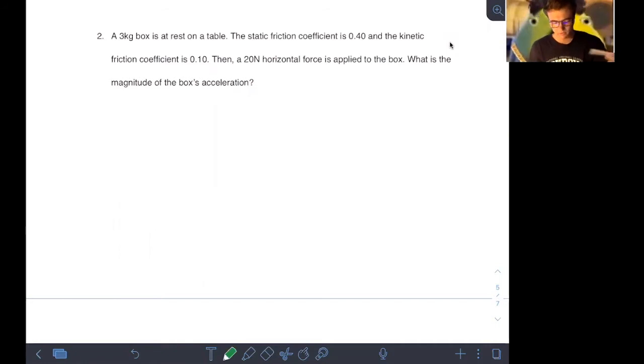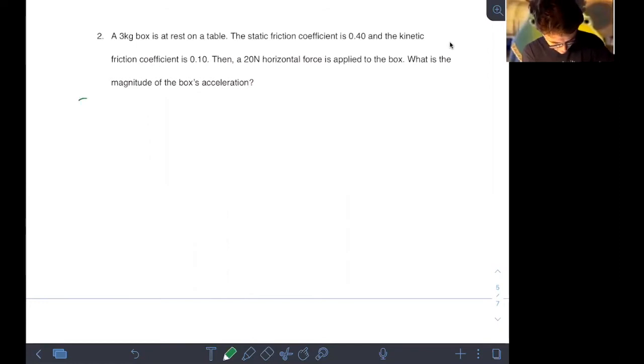The first thing you should always do is check if the box is moving. That's always good practice. So is our box moving? What do we have to use to find out? We have to use the static friction coefficient. We have to find out if our force, which is 20 newtons, is going to overcome the basal force that we need to apply to this block. So let's see about that.